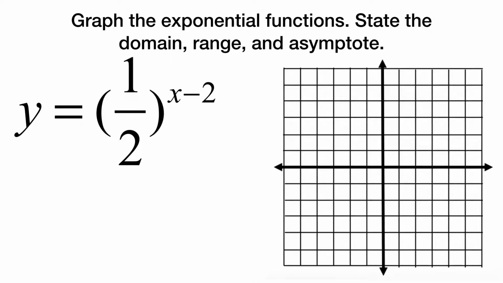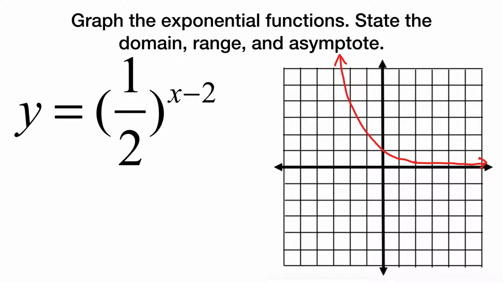Now let's try this one, (1/2)^(x-2). You might remember this is what y = (1/2)^x looked like. Now, in this case, notice that the minus 2 is in the exponent with the x. That means it's going to move either left or right. And because it says minus 2, it actually moves right 2.